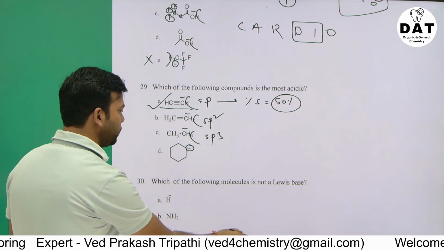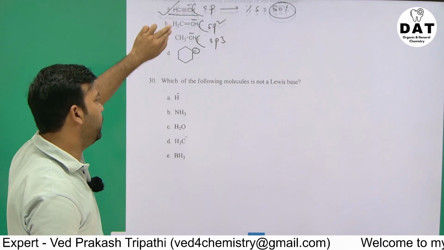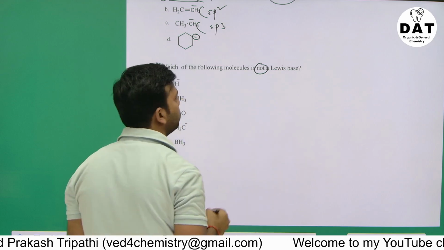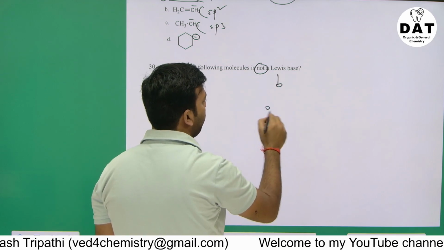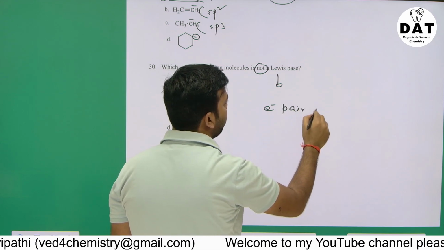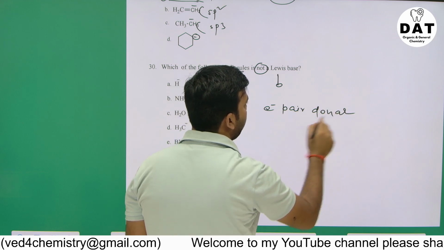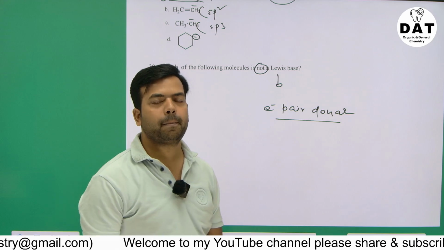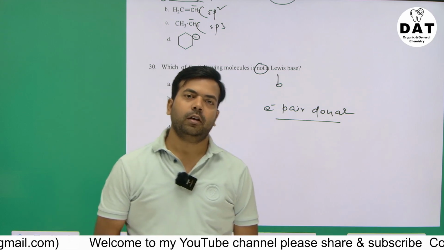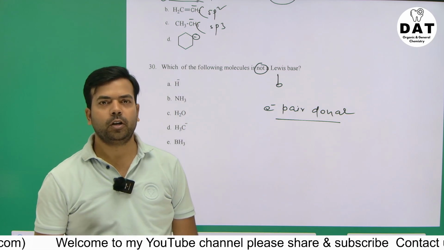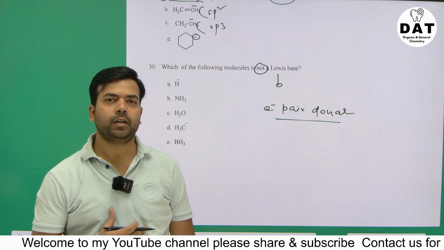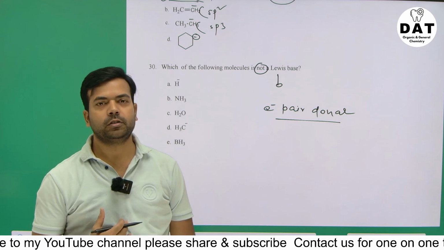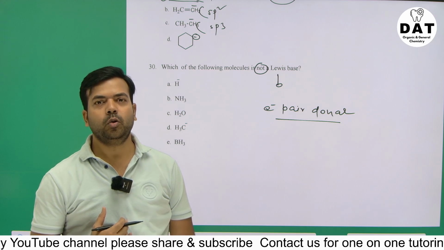And the last question is, which of the following is not a Lewis base? Not Lewis base. It is talking about not. What is a Lewis base? Electron pair donor. Now, if you see electron pair donor, what does it mean? Take your time. Electron pair donor means I can donate my electron pairs if I am electron rich. If I am deficient, then how can I donate my electrons? So electron pair donor means electron rich.